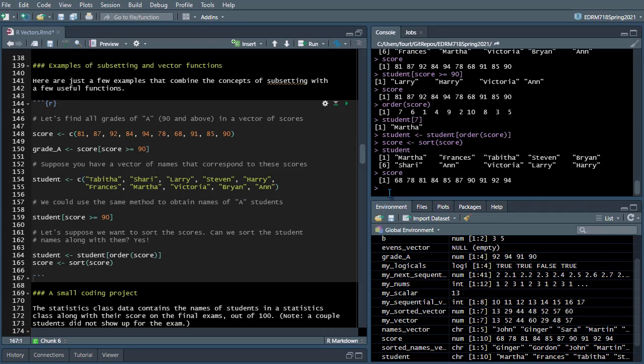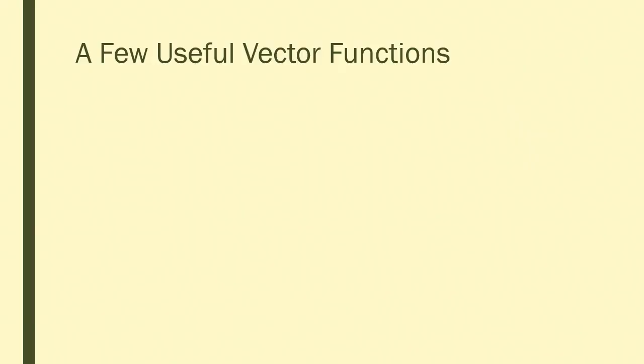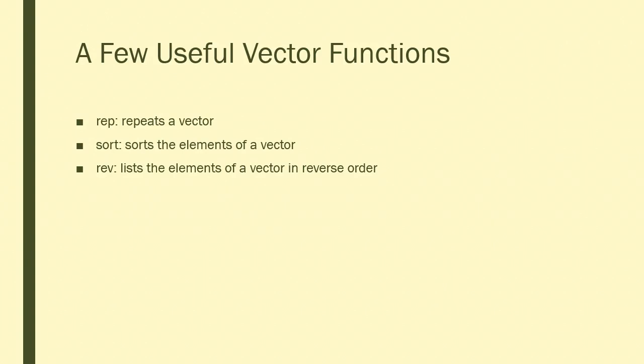Pretty cool, huh? This is just a little flavoring of the types of things we can do with just a few functions. We'll learn many more later on, but these are some of the most commonly used functions that you will have when you're working with R. Rep repeats a vector. It's short for repeat. Sort will sort the elements of a vector. Rev is short for reverse, lists the elements of a vector in reverse order.